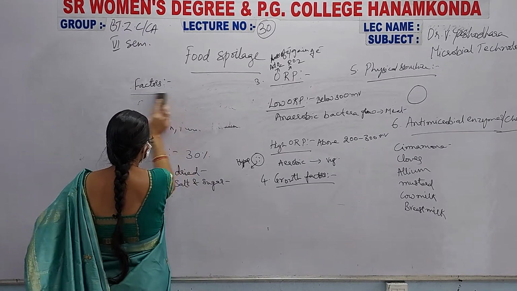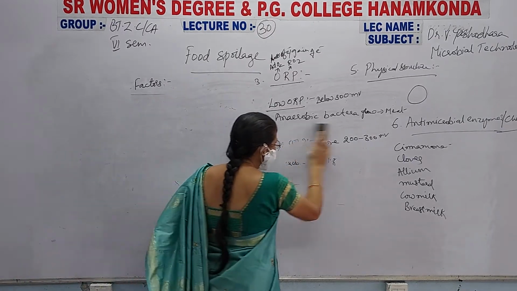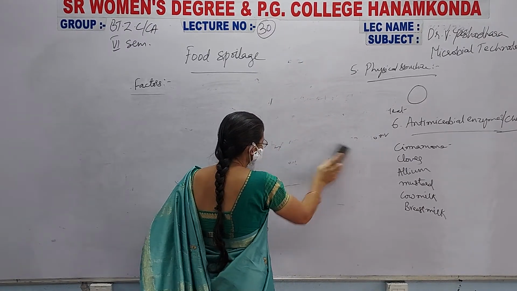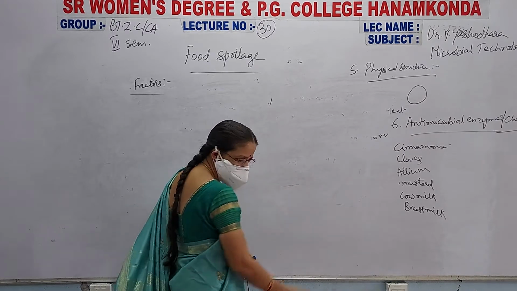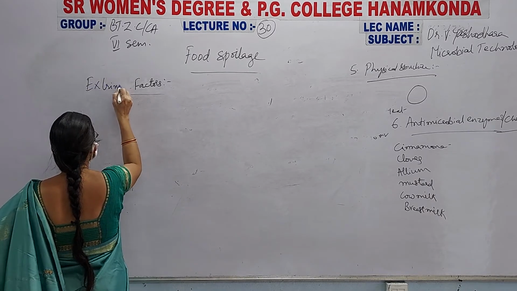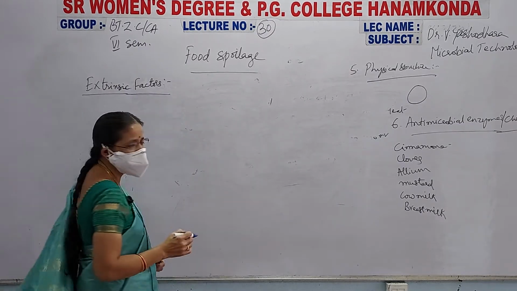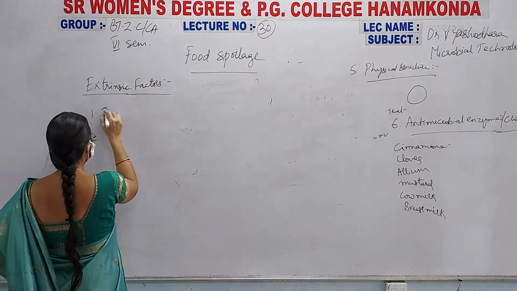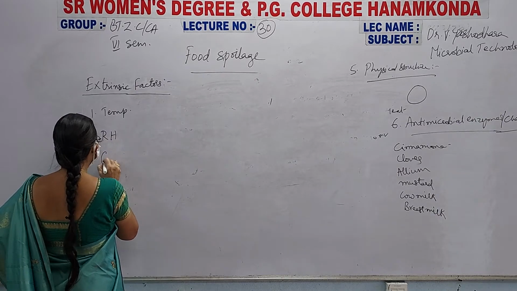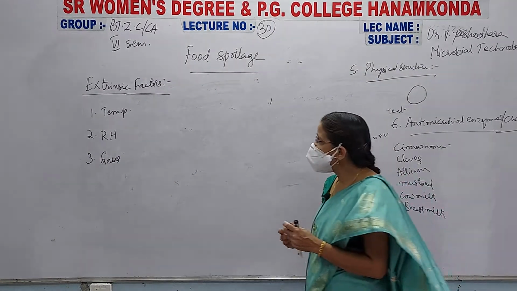Only three extrinsic factors are there: temperature, relative humidity and your gases. Now, what are extrinsic factors? Extrinsic factors are the factors that are present outside the food. The environment that is present outside the food is called extrinsic factors. First one is temperature, second one is relative humidity, third one is gases. These are the three extrinsic factors.